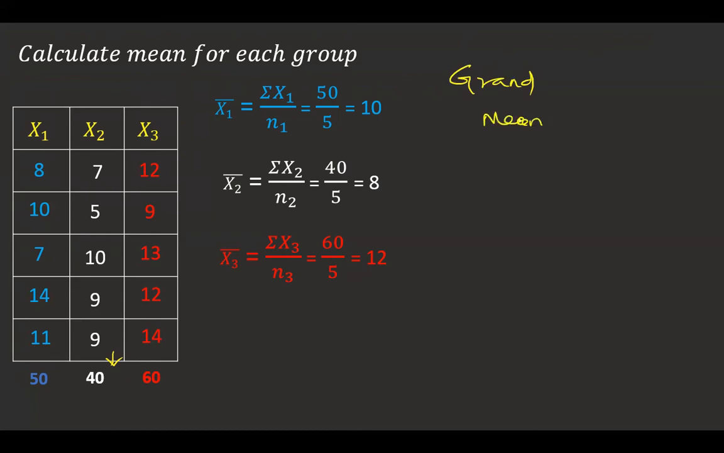After calculating, I am going to calculate something called a grand mean. Okay, so mean of means. There are 2 ways of doing it. Now total all these values, divided by 15. That is the grand mean.